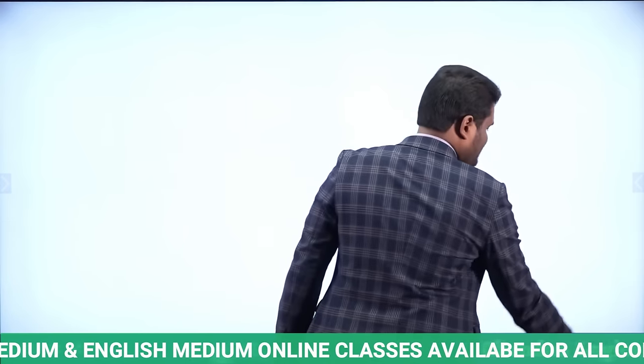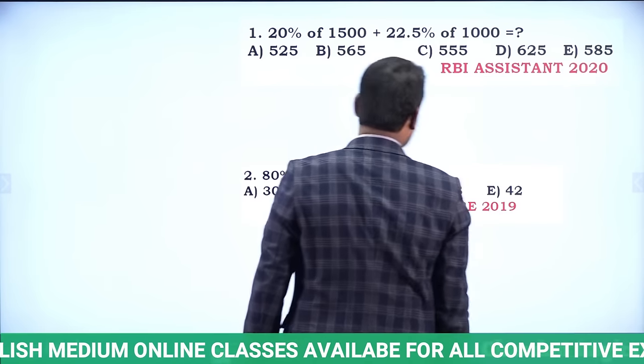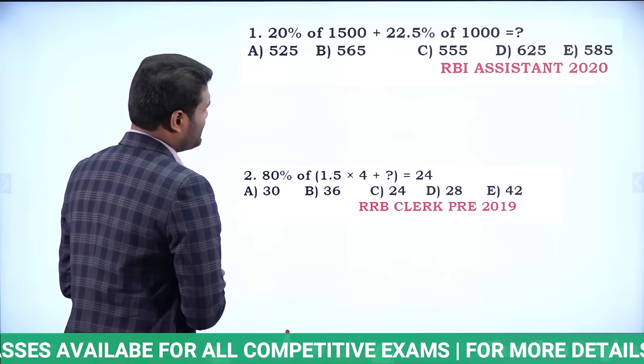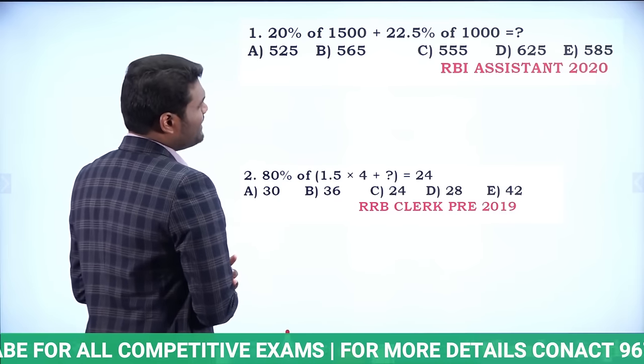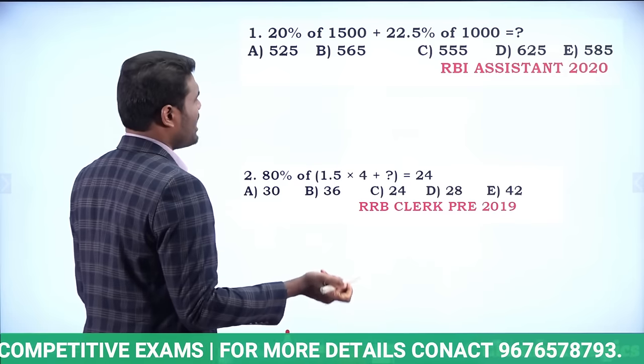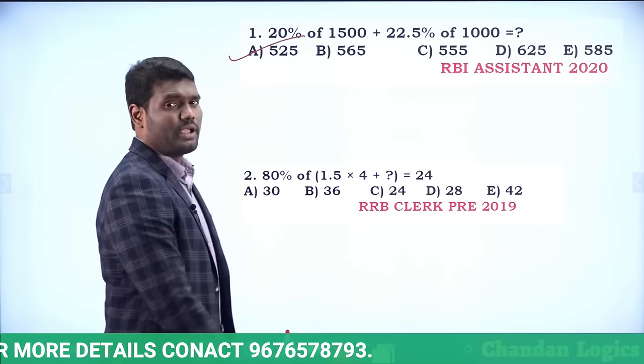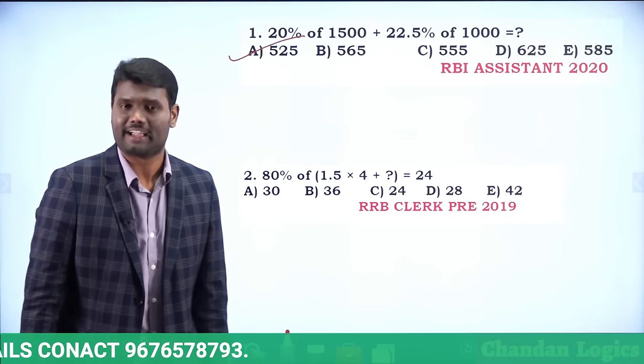Okay? So we'll start. Let us start our first question. So what is the first question saying? The first question is 20% of 1500 plus 22.5% of 1000 equal to how much? This is a very simple question. Just by looking at the question itself, we can mark the answer as 525, right?